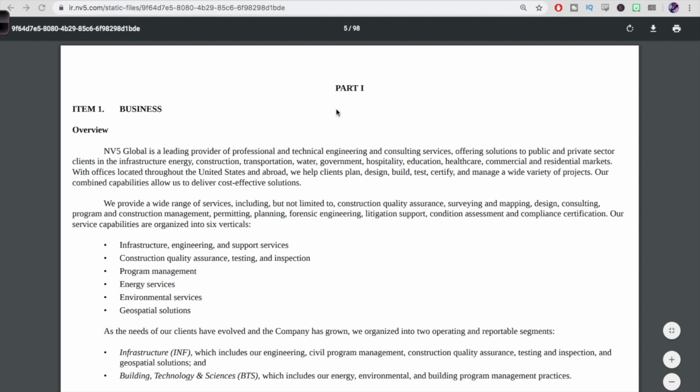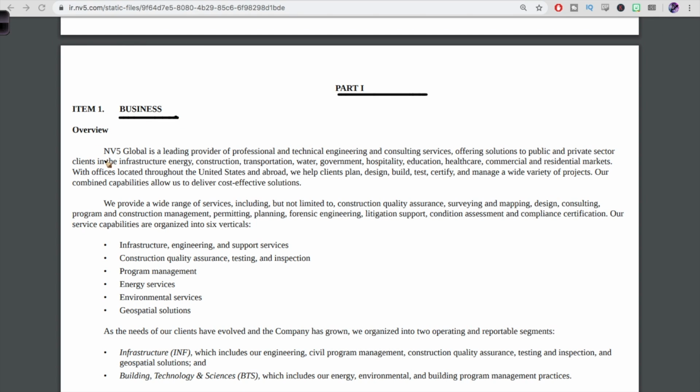Okay, and here we are on part 1, and here we have the business. Right away, we see NV5 Global is a leading provider of professional and technical engineering and consulting services, offering solutions to public and private sector clients in the infrastructure, energy, construction, transportation, water, government, hospitality, education, healthcare, commercial, and residential markets. And then we see we provide a wide range of services, and here it talks about all the services, and our service capabilities are organized into 6 verticals.